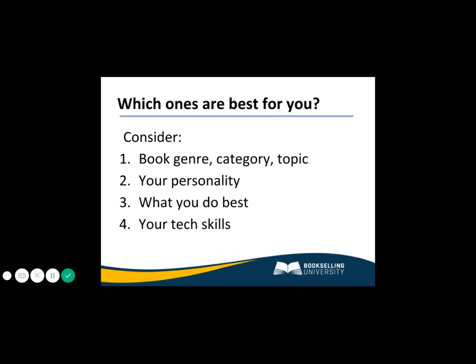The third thing you'll look at is what you do best. I'm a writer, so I gravitate toward opportunities to write. So I'm all over guest blogging. That is practically a hobby for me. It's just what I do best, but it's also what I enjoy. I just love writing. So that's at the top of my list. And then, of course, take into account your technology skills. I am all for learning more. And I think learning how to use some of the technology I've talked about in this class can help you expand your horizons. And none of it is overly technical, because if I can do it, anybody can do it. But consider these 4 things: book genre, category, topic, then your personality, then what you do best, and your tech skills. I want to give you a couple of examples of how you might apply this.